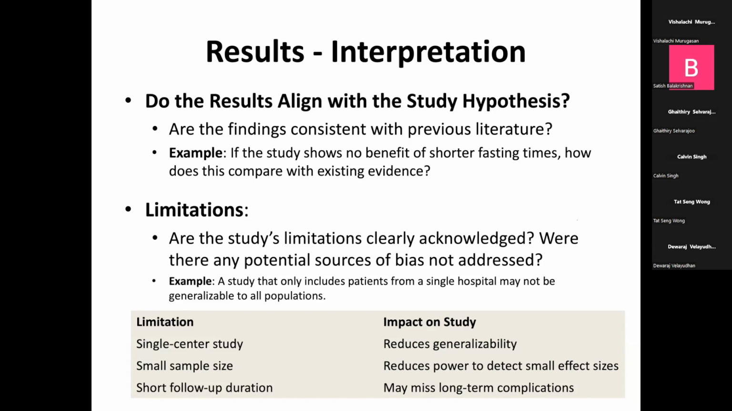And you also want to know the limitations. Are the study's limitations clearly acknowledged? Was there any potential source of bias that has not been addressed? These are things you must know.